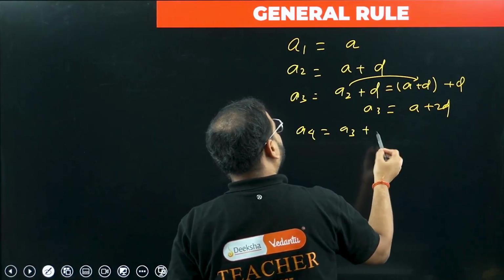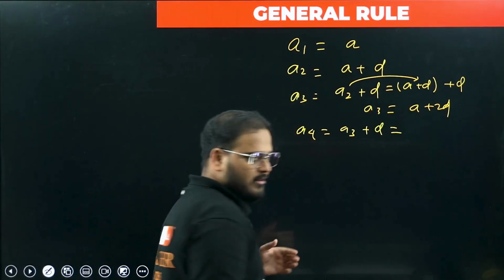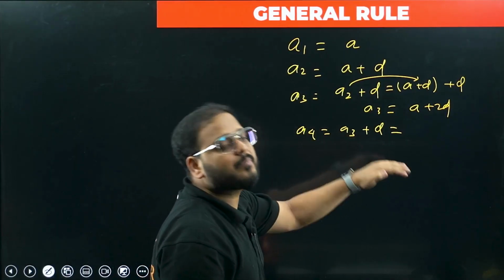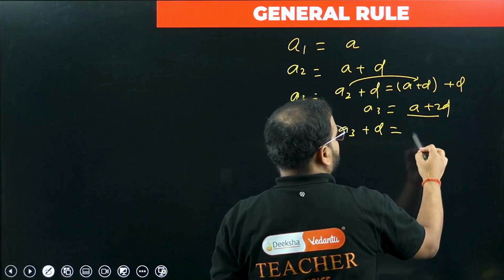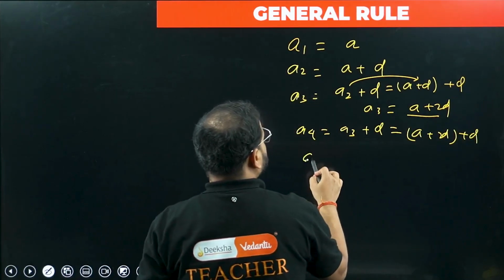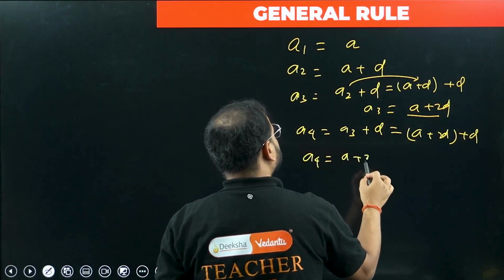Same if I'm writing a4, it will be the third term plus the common difference again. The difference between consecutive terms is D. So a4 will be a3 plus D. What is a3? From here, a plus 2D plus D. How much is this going to be? a4 equals a plus 3D.